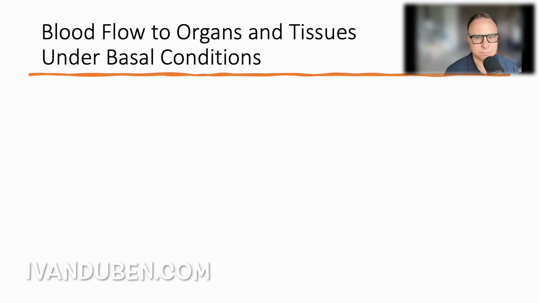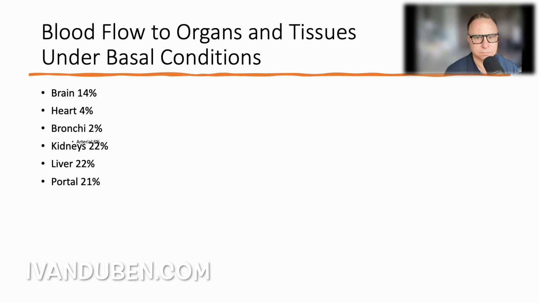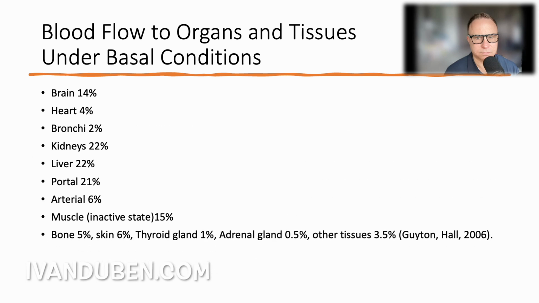When we begin to look at how the blood is being distributed through the body under basal conditions, we can begin to see that roughly about 65% of the total blood in the body is comprised of kidneys, liver, and the portal vein, with the brain being about 14%. So between those three, it's quite a lot of blood that's being held in those areas.